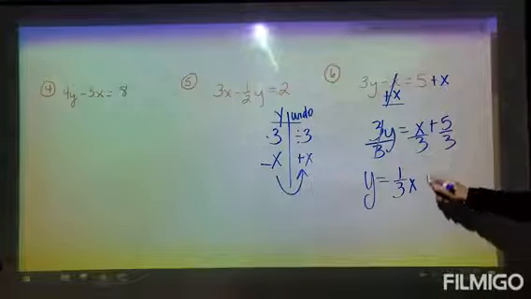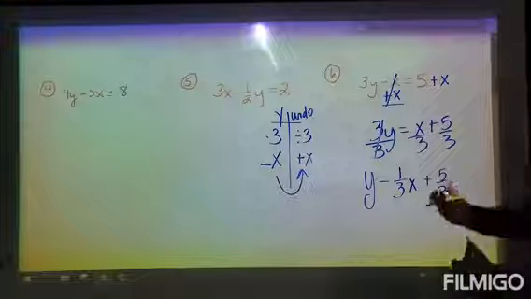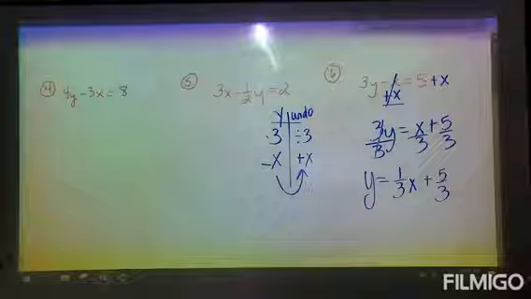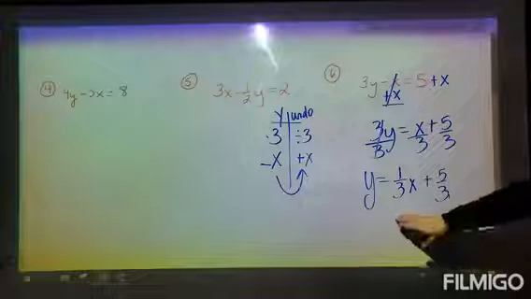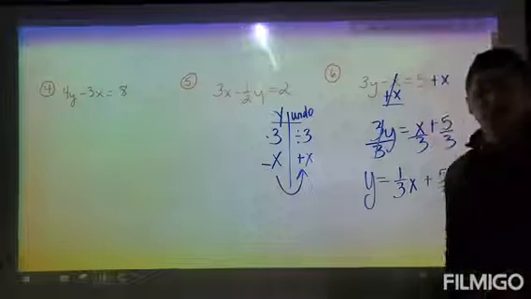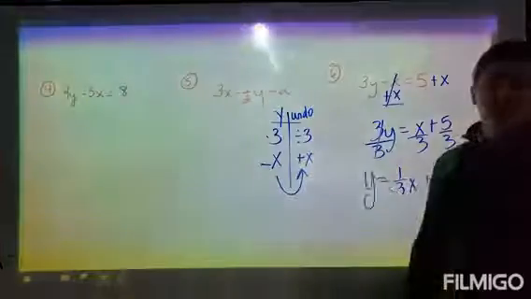And finally, 5/3. Good thing we're not graphing this one. That's it. We were told to put it in slope-intercept form. It's in slope-intercept form. We have our slope. We have our y-intercept. It's just not an even number. Okay? Hopefully this helps you with solving for y. Put them in slope-intercept form.